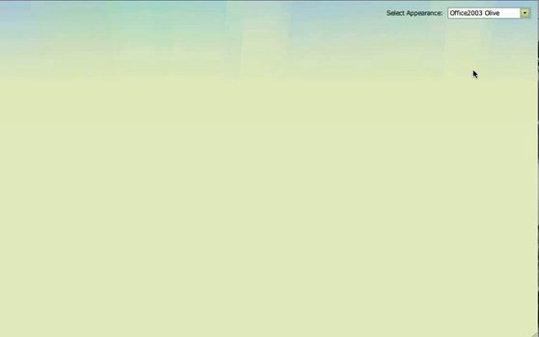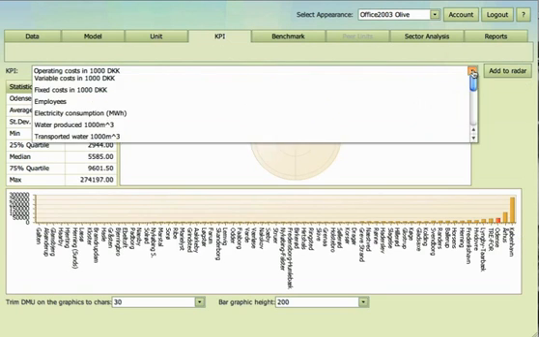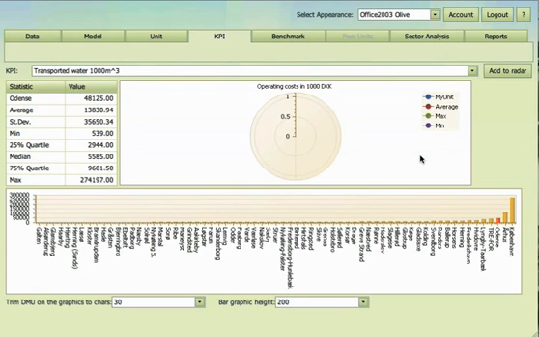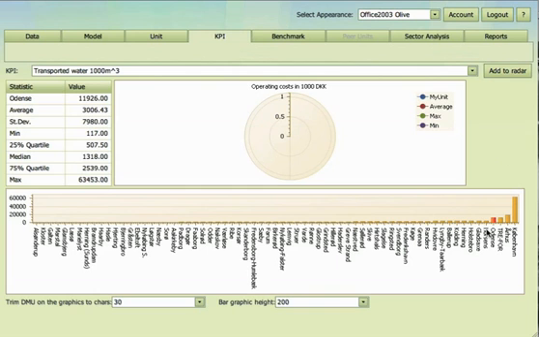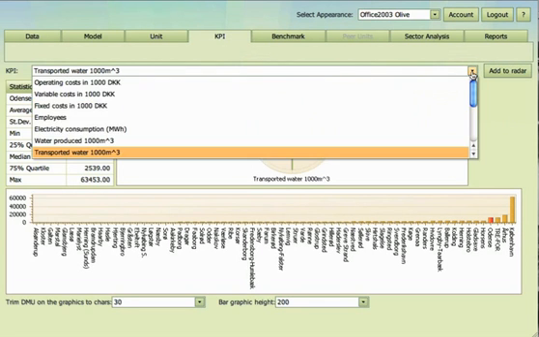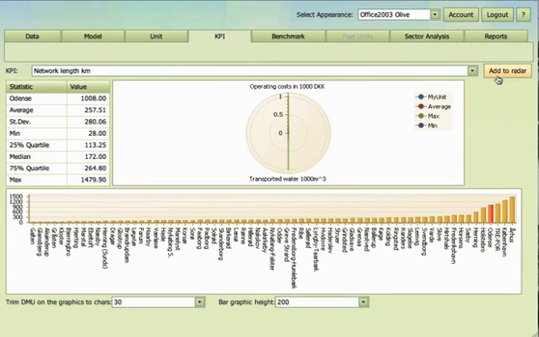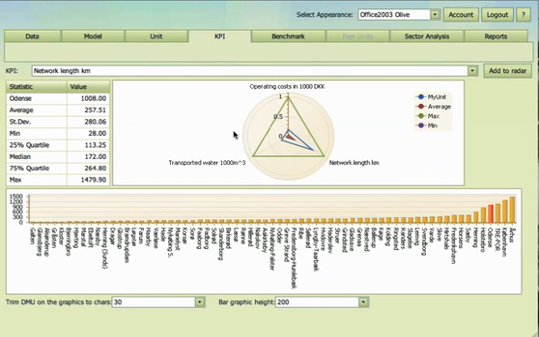And then you can take a look at another indicator, for example, the transported water. You can see now that it's not the third largest here, it's like the fourth largest in that dimension. You add this to the radar. And you can take another one like a network length, for example. Add this to the radar. Here is also number 4. Add this to the radar. And now you have a picture that looks like this.